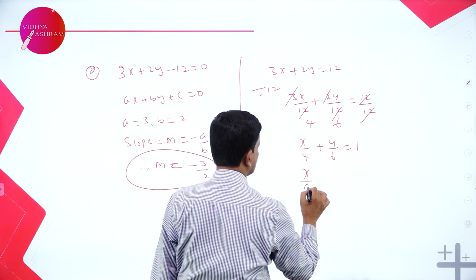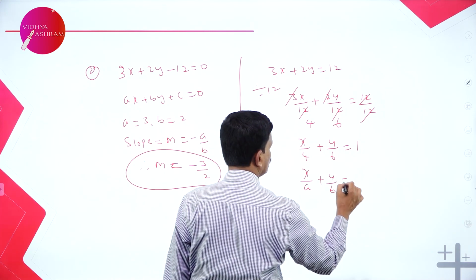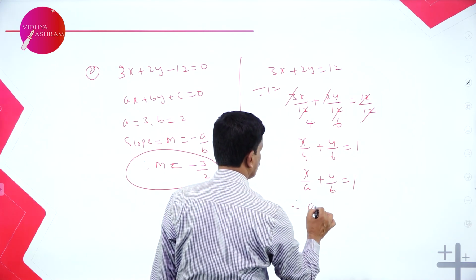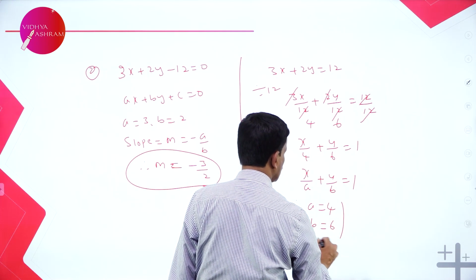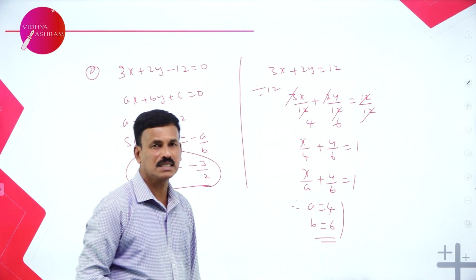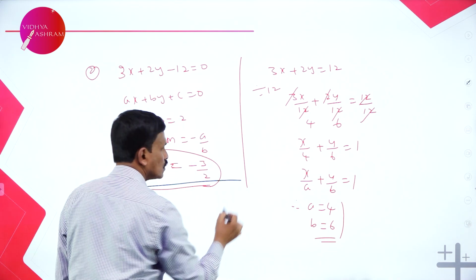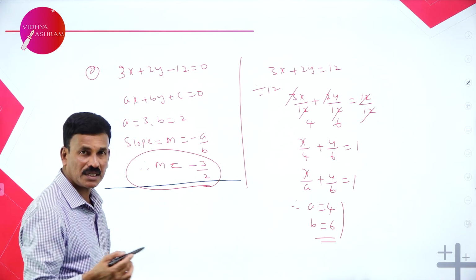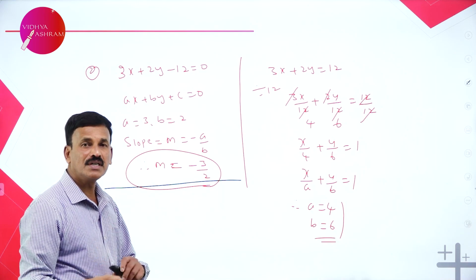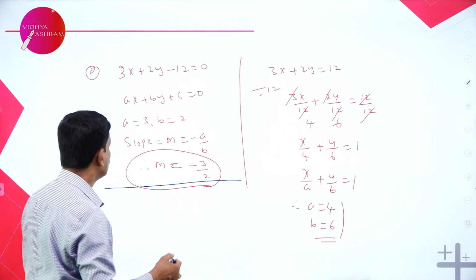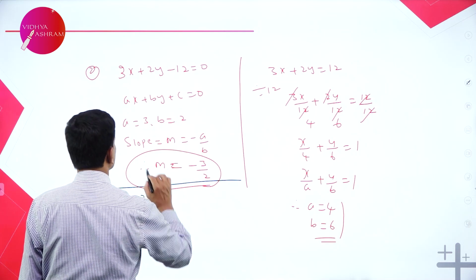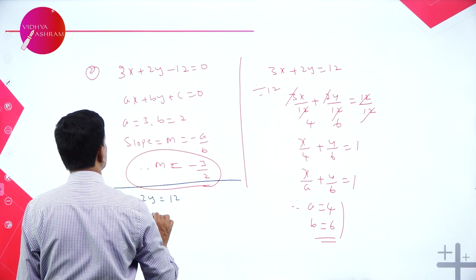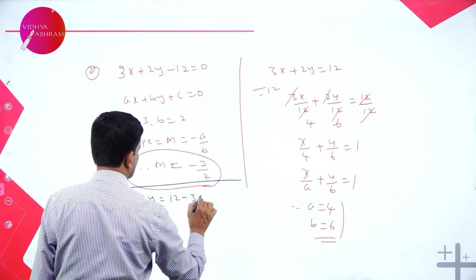So comparing with x by a plus y by b is equal to 1, therefore a is equal to 4 and b is equal to 6. These are the intercepts, x and y intercepts. That's it. Okay. The slope can also be determined using the slope intercept form. So that is, just keep 2y here itself. 2y is equal to minus 2 becomes plus 12 and plus 3x becomes minus 3x.